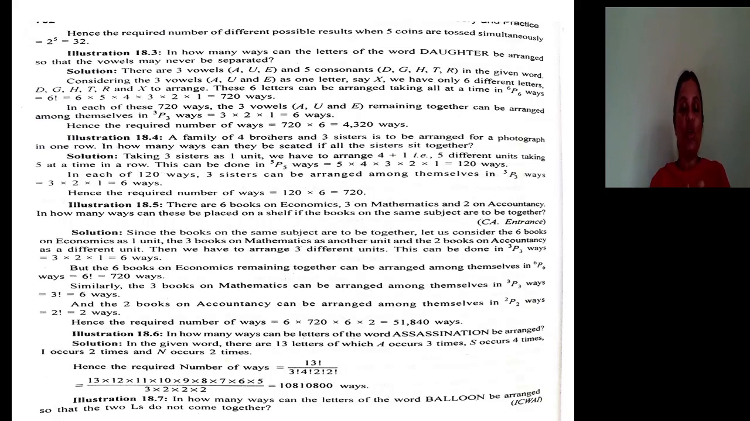So, just look at this. There are 6 books on economics, 3 on mathematics, 2 on accountancy. In how many ways can these be placed on a shelf if books on the same subject are to be together? So how many books of economics are there? 6. So how can we arrange? We should arrange in such a way that books of the same subject are together. Books of economics should be together. Books of mathematics should be together. Books of accountancy should be together.